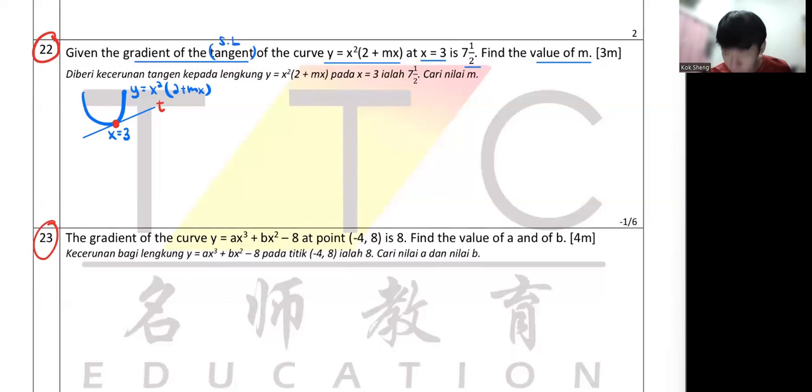So the last number is 7 1 over 2. So the whole sentence here, you should understand the meaning already. The gradient of the tangent at this point is 7 1 over 2. So the 7 1 over 2 stands for the gradient of the tangent line. The gradient, which is m, okay, is 7 1 over 2.